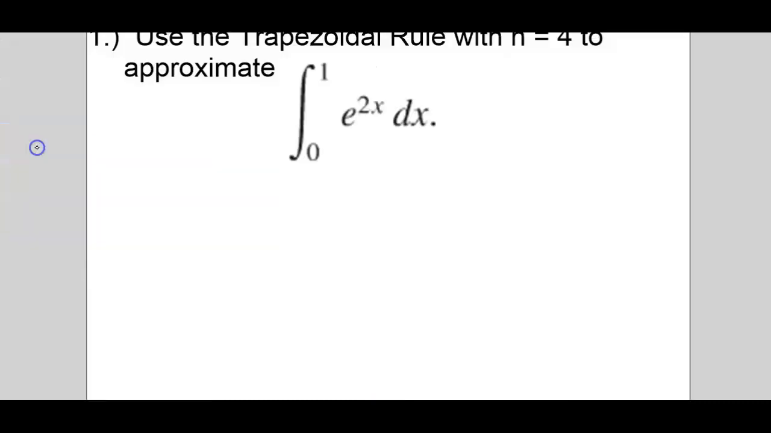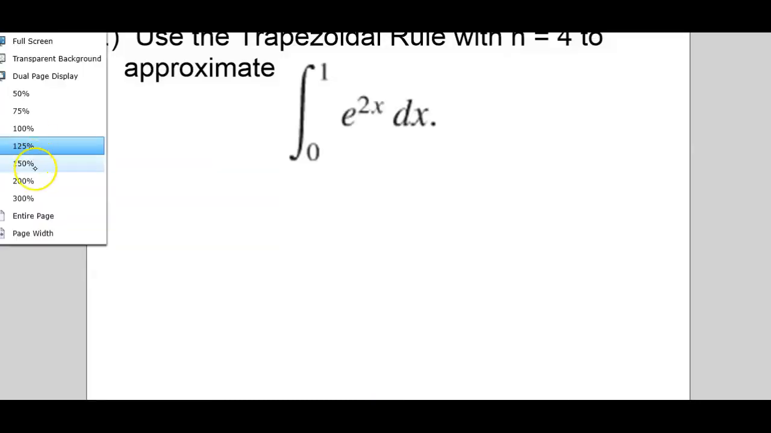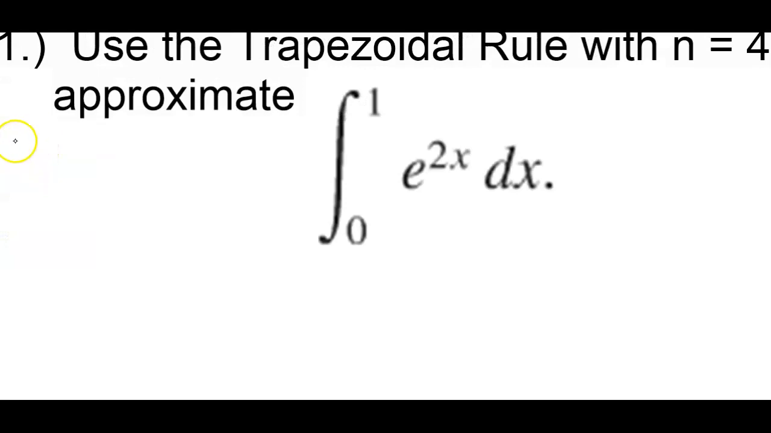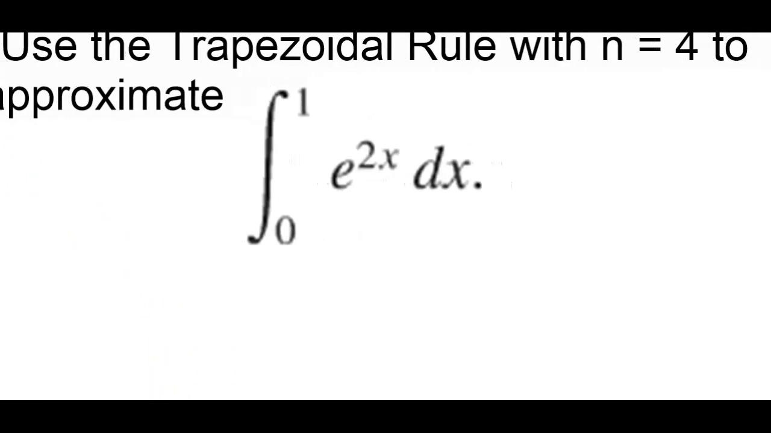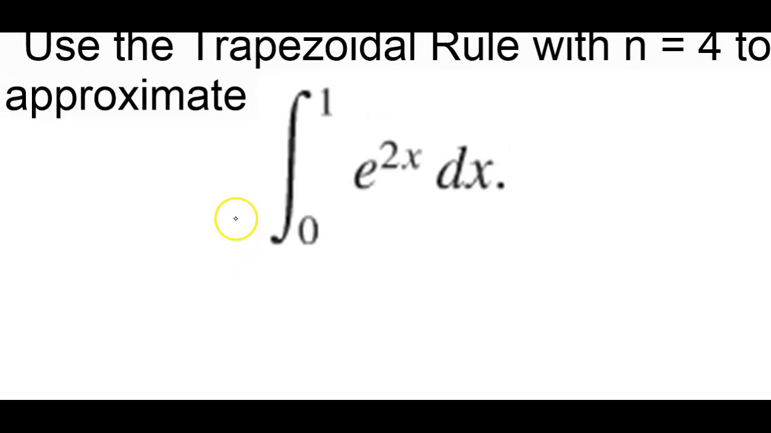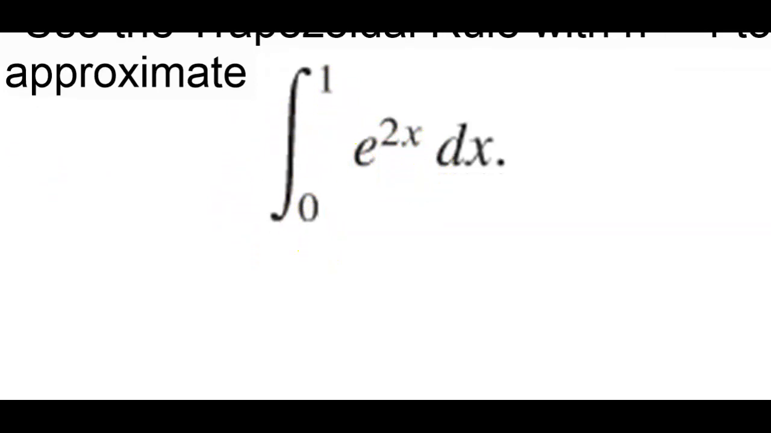Let's jump right into the first example. Let me make this bigger so I have plenty of space to write. Use the trapezoidal rule with n equals 4 to approximate the integral from 0 to 1 of e to the 2x dx. First off, I want to find my delta x, because delta x tells me how wide each trapezoid is going to be.